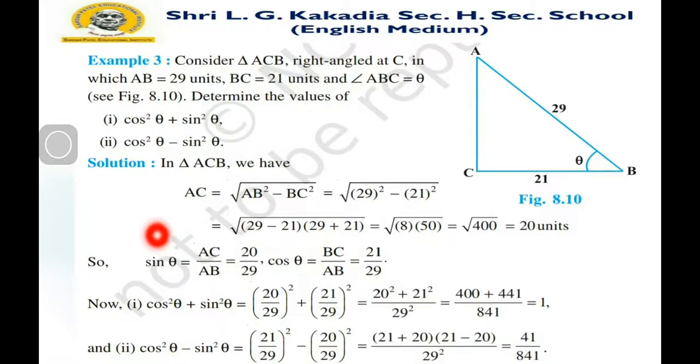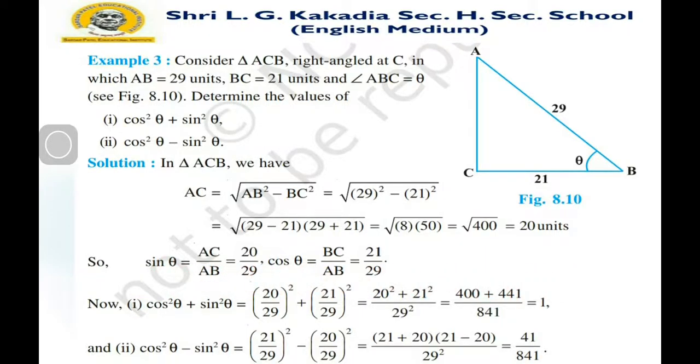So we have to find sin square theta, so we have to first find sin theta, and for cos square theta, we have to first find cos theta. Sin theta is equal to opposite side upon hypotenuse, 20 upon 29, and cos theta is adjacent side upon hypotenuse, 21 upon 29. So now first cos square theta plus sin square theta, that is 21 upon 29 square plus 20 upon 29 square. So it will be 20 square plus 21 square upon 29 square, which is equal to 400 plus 441 upon 841, which is equal to 1.